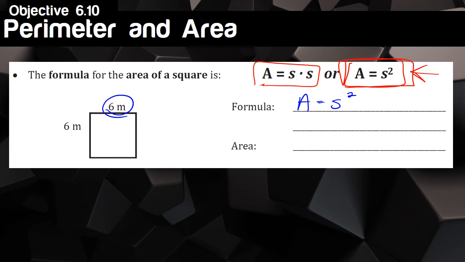We use one of our side lengths, so the area would be 6 squared. This comes out to 6 times 6. Just remember, we're not adding, we're multiplying. So our area would be 36, and we need to add a label. We have meters, and since we're dealing with squared units, it would be meters squared.